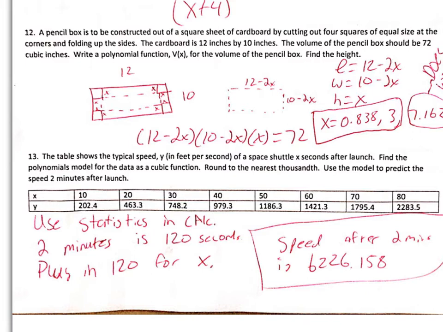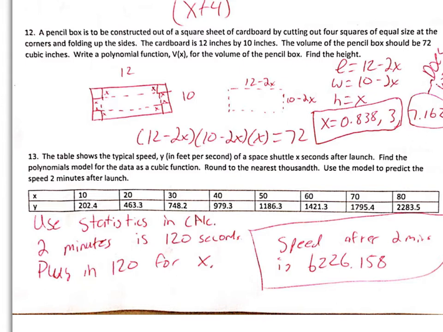So from left to right, it used to go 12. Well, now we have x gone from both sides for a total of 2x being removed. So we have 12 minus 2x is the new length. 10 going up and down was the original, but we removed x from the top and x from the bottom for a total of 2x. So 10 minus 2x is the new height, the new width. The height of the whole thing, if you were to fold this up, would be x.